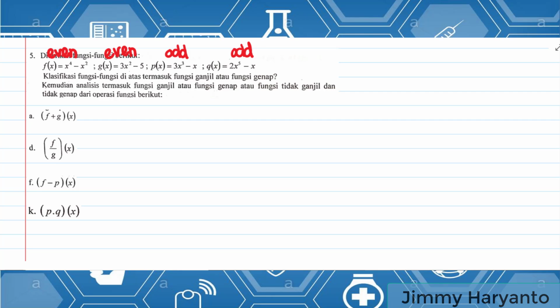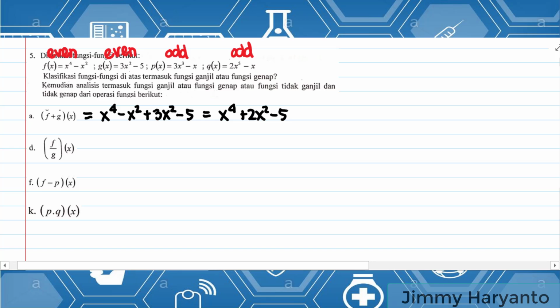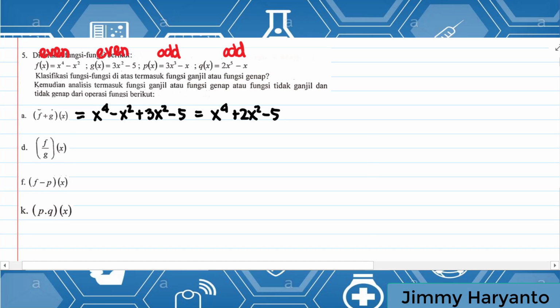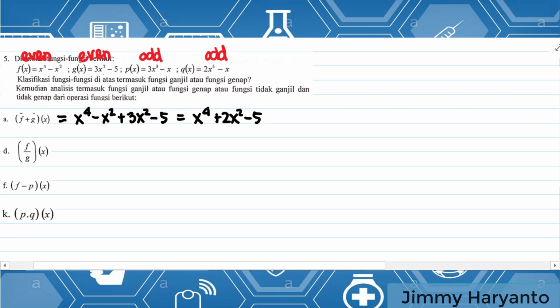Now we have to find f plus g. f plus g means you have to add f and g, 3x squared minus 5. The result will be x to the power of 4 plus 2x squared minus 5. Let's check whether it is even or odd. So I have (f plus g)(x) equals x to the power of 4 plus 2x squared minus 5.